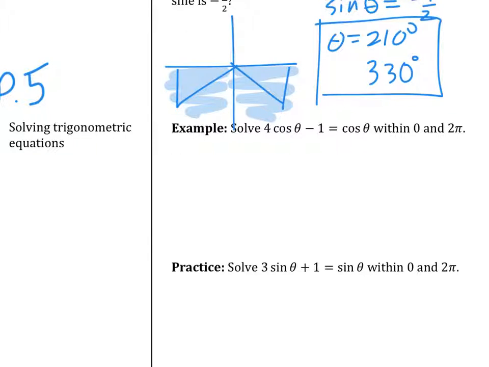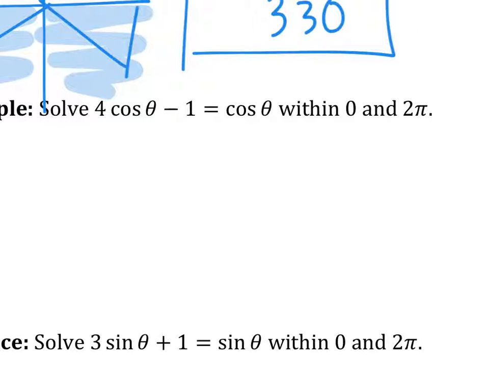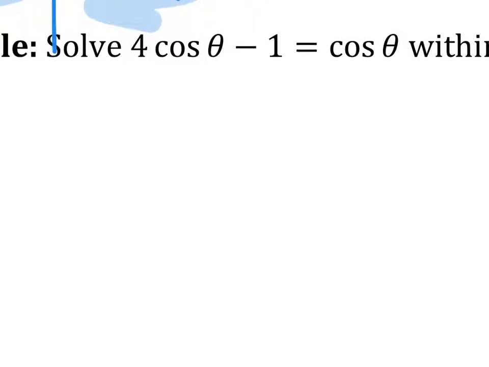They're going to be something you have to solve as well, but then you want to get it down to something like this so you can figure out the angles. Kind of like what we did in chapter 5 with factoring, like trying to find the roots. All right, let's look at this first question. 4 cosine theta minus 1 equals cosine theta. What does your math sense tell you to do first?